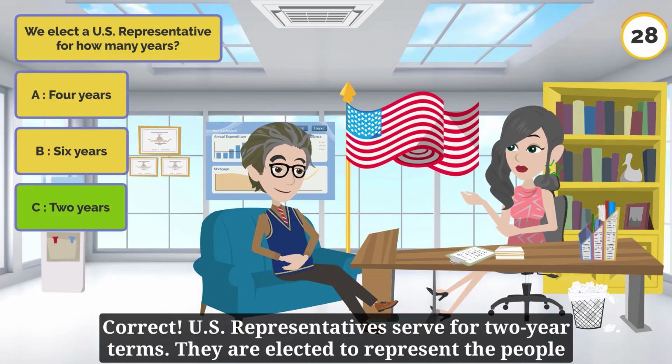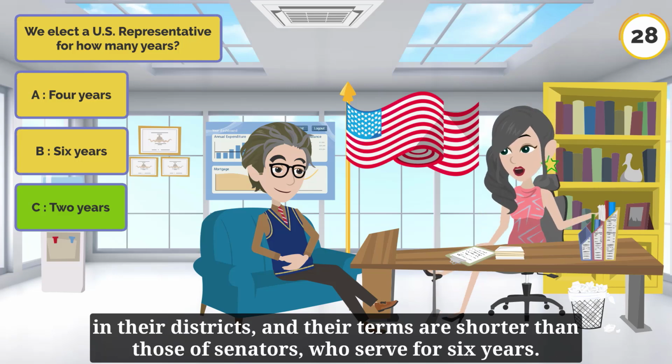U.S. representatives serve for 2-year terms. They are elected to represent the people in their districts, and their terms are shorter than those of senators, who serve for 6 years.